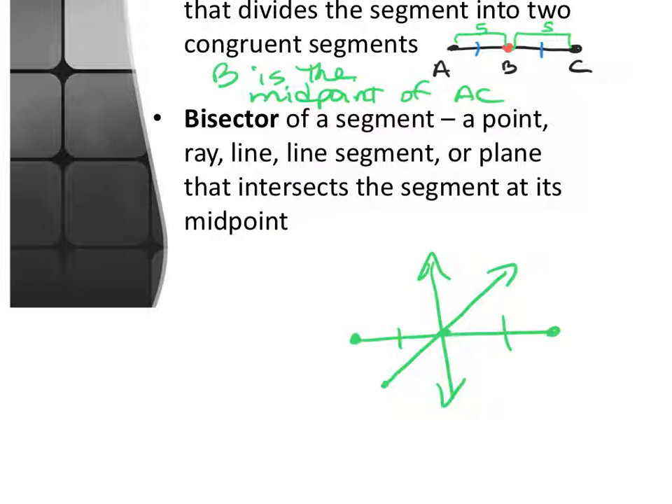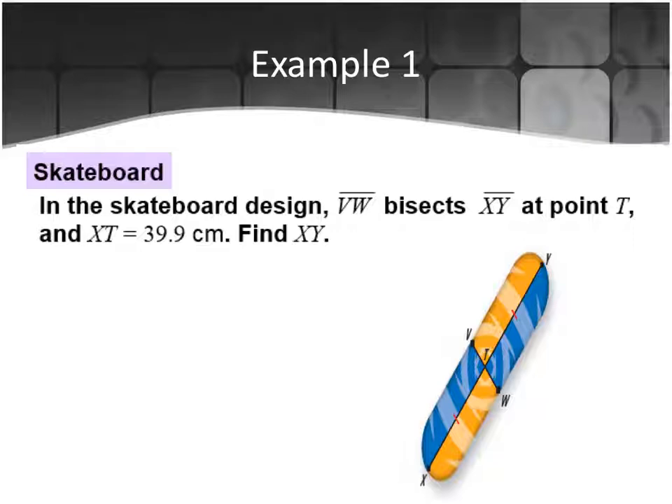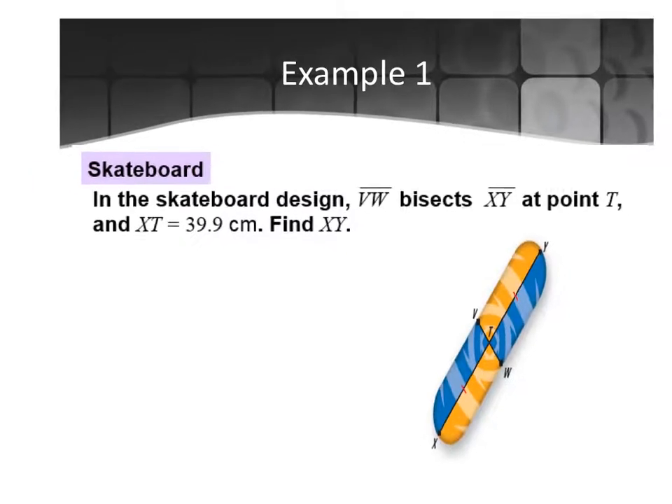Okay, and again, remember, we can't bisect a line. We can only bisect a line segment because we can't measure a line because it goes forever. Let's try the next example. Everybody good on this? All right, the next one is an application problem.